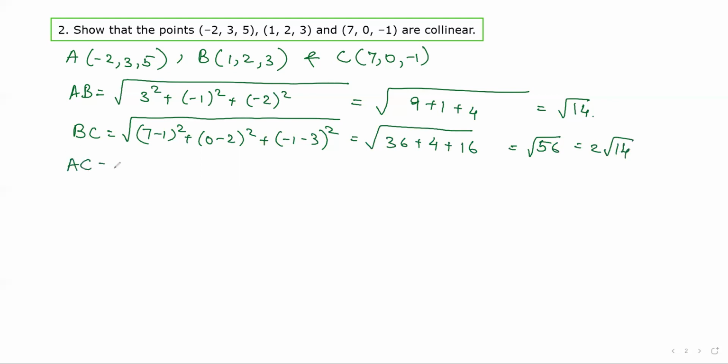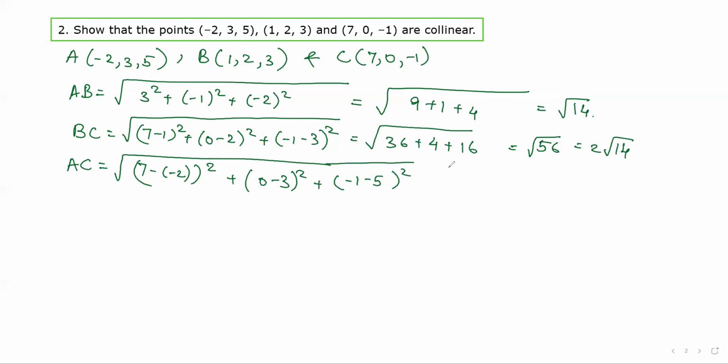AC. Now AC is equal to C minus A, which is (7 minus minus 2) whole square plus (0 minus 3) whole square plus (minus 1 minus 5) whole square. This is equal to root of 9 square, 81, plus 3 square, 9, plus minus 1 minus 5, minus 6 square, is 36. This is equal to root of 90 plus 36, root of 126.